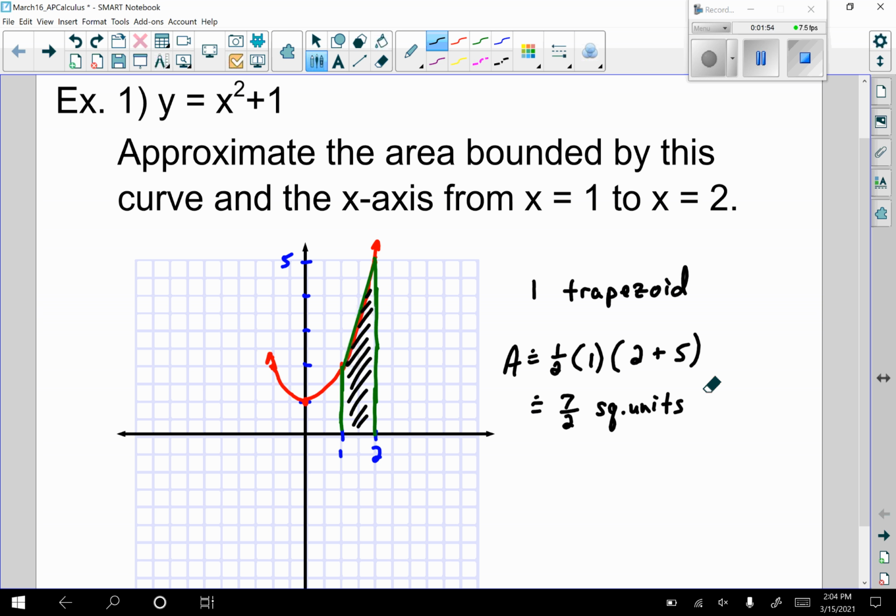Now, even though we know how to find the exact area now, the AP exam loves questions involving the trapezoidal rule.